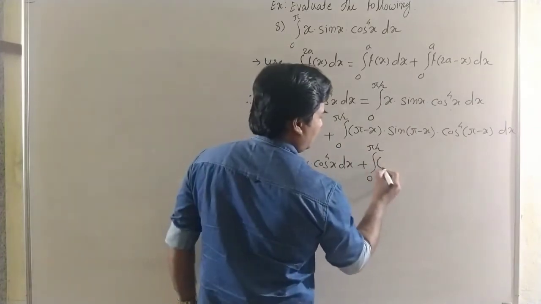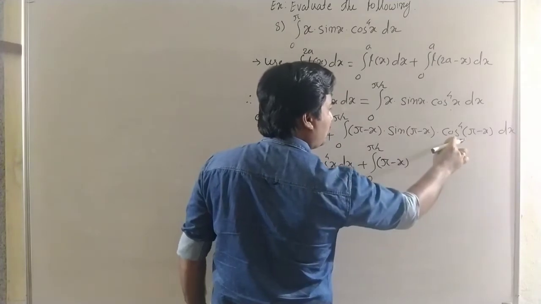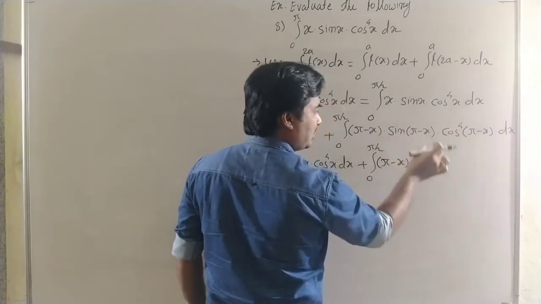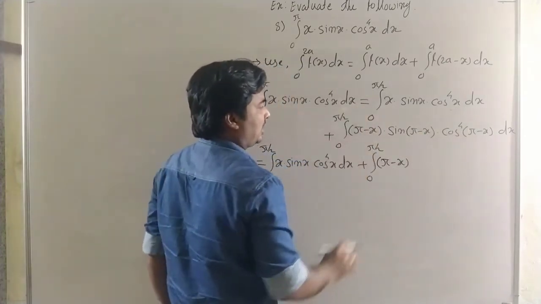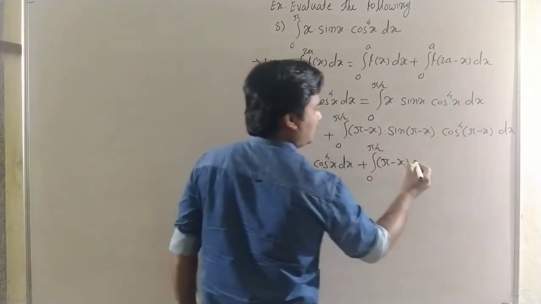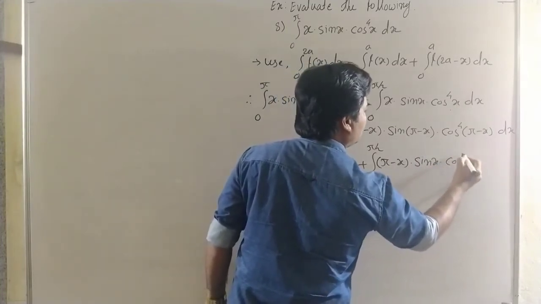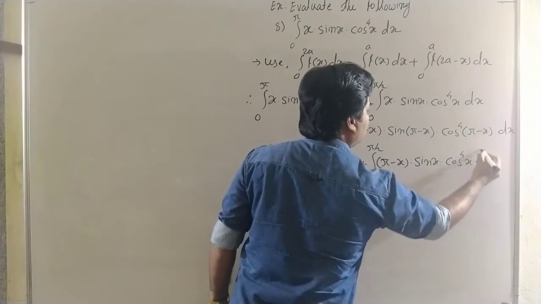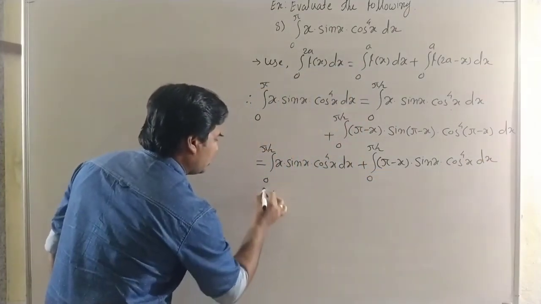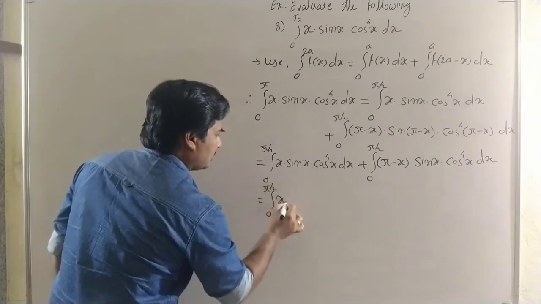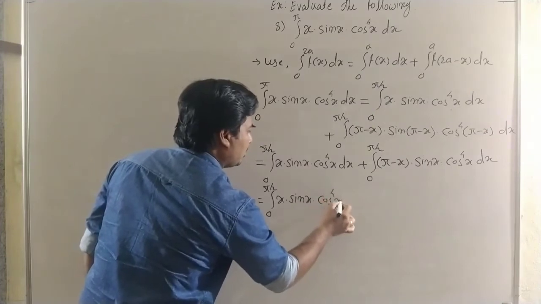It is pi minus x into sin x, and cos to the power 4x. Sin(pi minus x) is sin x. Cos to the power 4 of (pi minus x) is cos to the power 4x, and it is pi minus x. Okay, then sin x into cos to the power 4x dx. Now again, the first term as it is: x into sin x into cos to the power 4x dx.